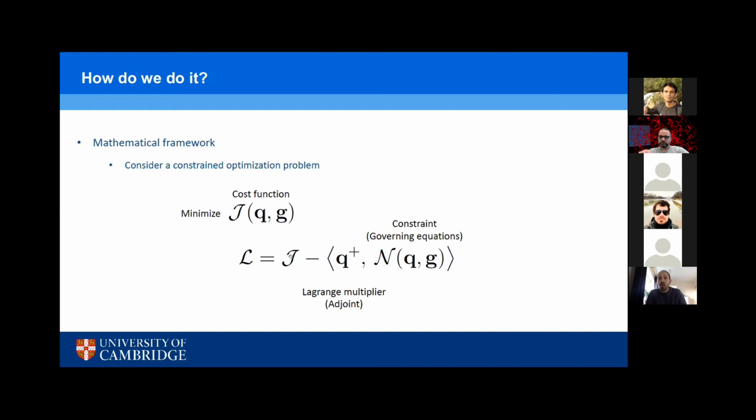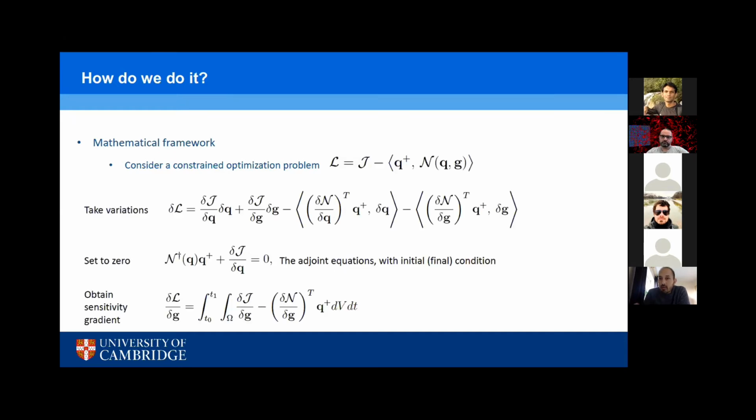So we define a Lagrangian where the cost function j is constrained by the governing equations, which I write as n, and this covers the Navier-Stokes equations. And you have a Lagrange multiplier there, which is basically the adjoint field.